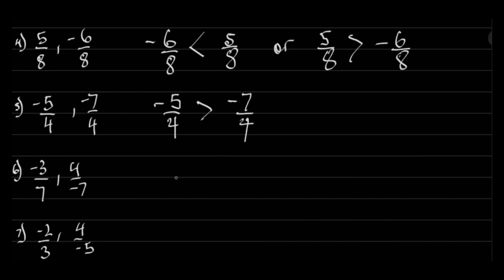So with this we would say that negative 3 over 7 is less than negative 4 over 7. It's basically the same thing. Did I say less than? Okay, I think it's supposed to be greater than. Yeah, negative 3 over 7 is greater than negative 4 over 7, because the lesser the negative number, the greater the value.